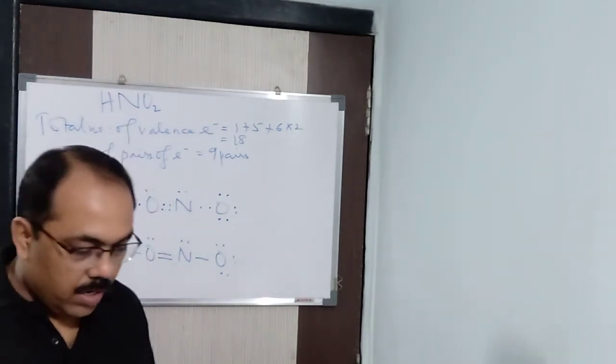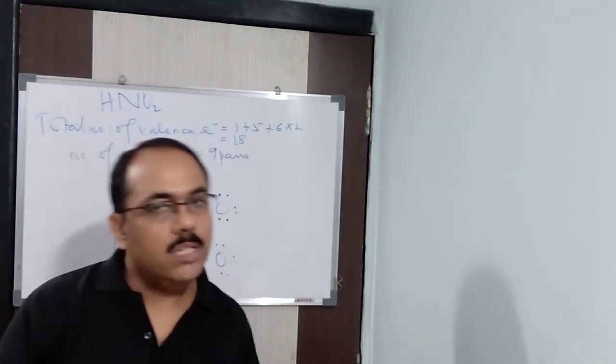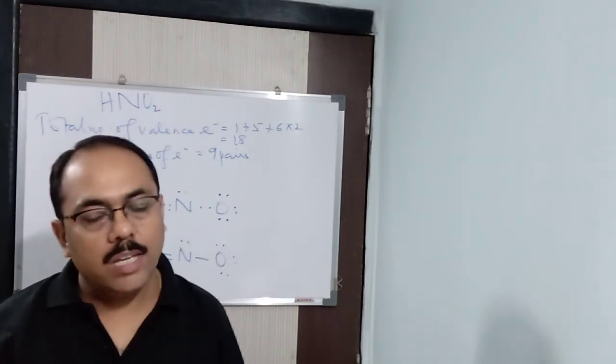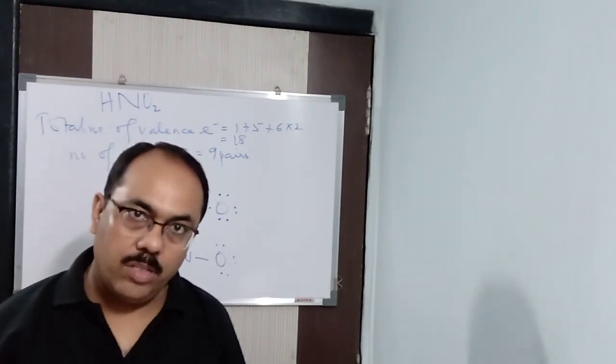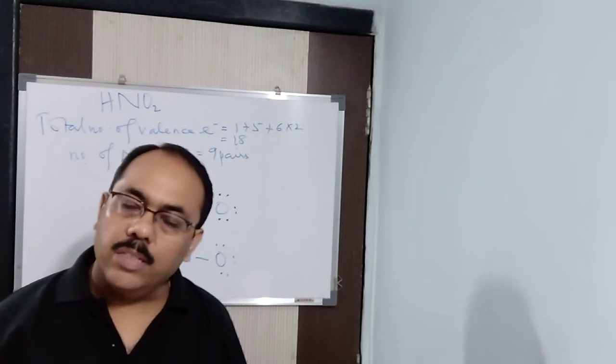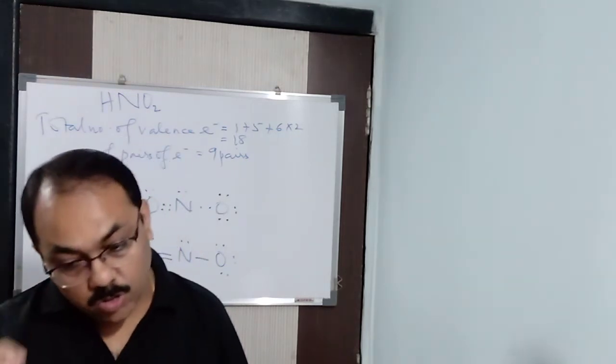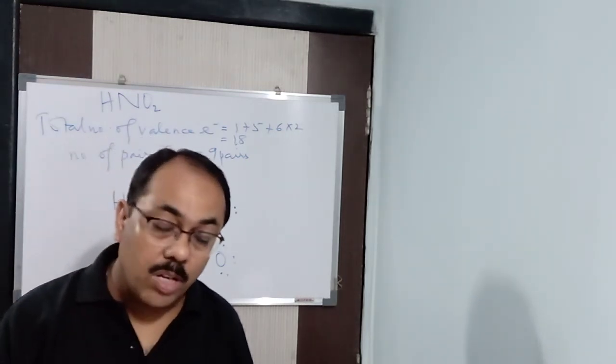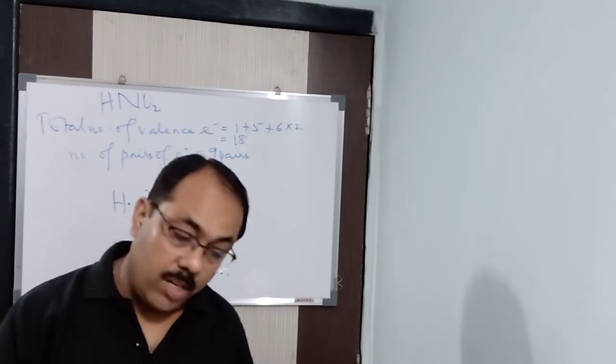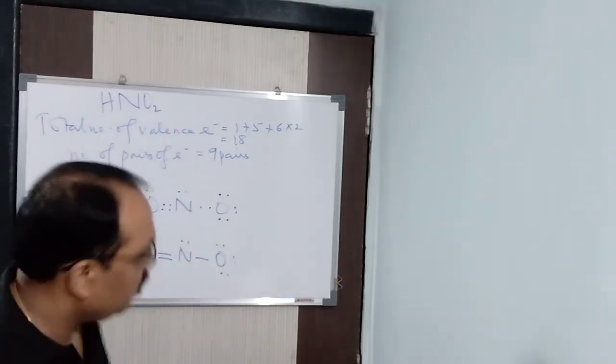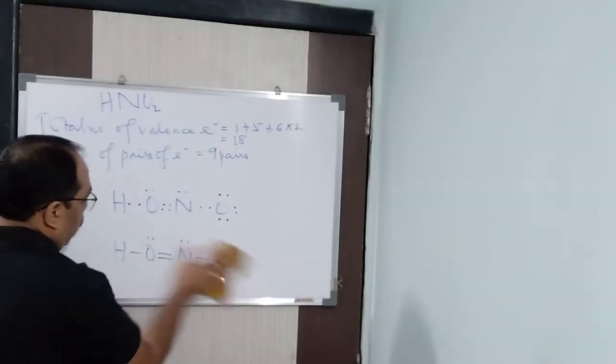Finished? Clear? In this way you can draw the structure of any compound. That is by the Lewis dot diagram. But there are also some limitations. I was talking to you just now about odd electron pairs. There is a limitation, so you will come to it. What is that odd electron pair? You see.